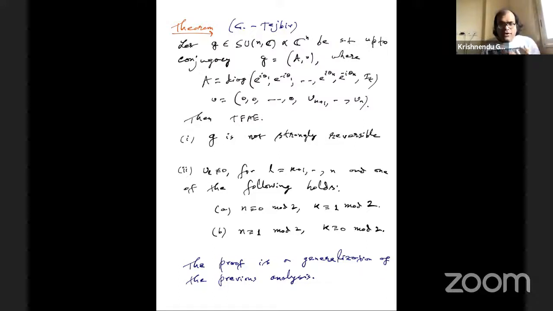And the proof essentially is a generalization of the previous analysis for SU(4), C semi-direct product Cn. If we carefully study that example, the general proof will follow with the same sort of argument. Now with this, I will stop my lecture here.